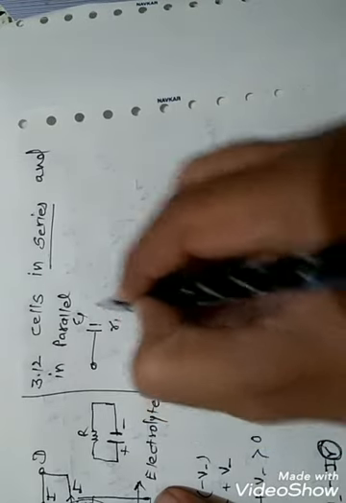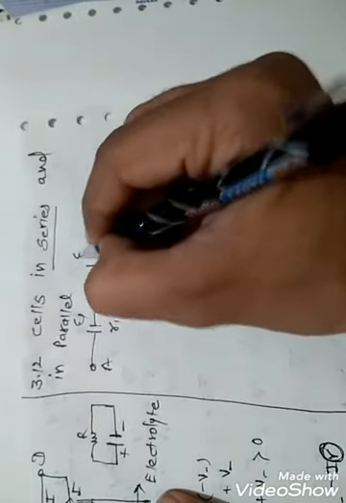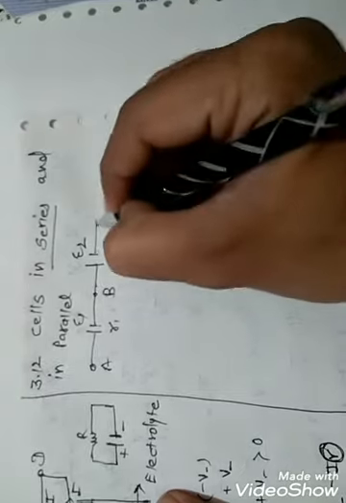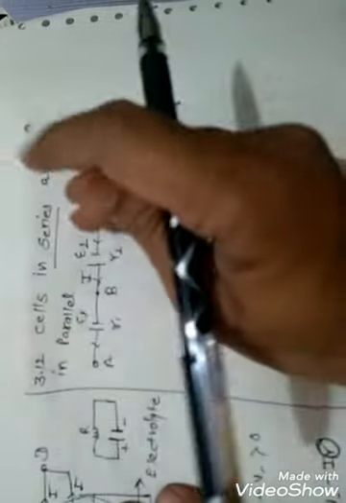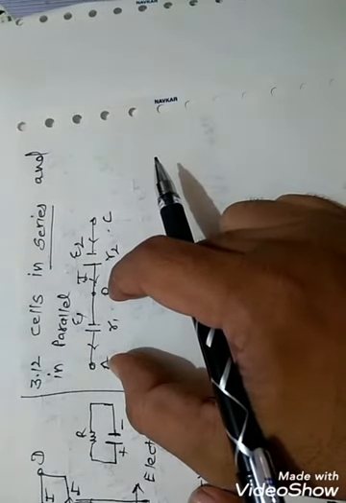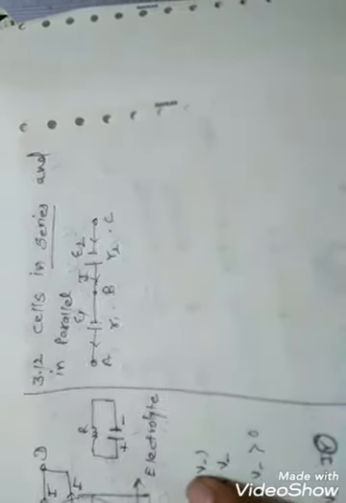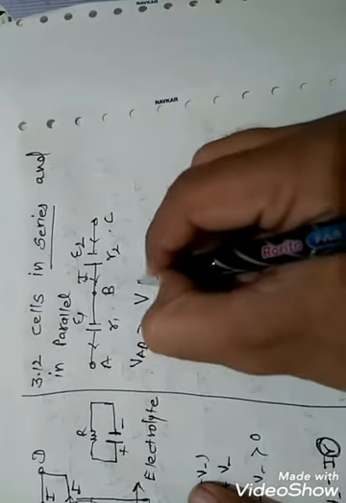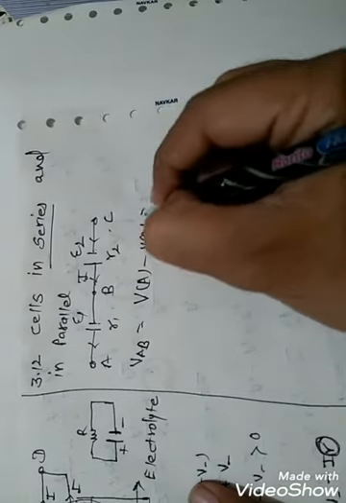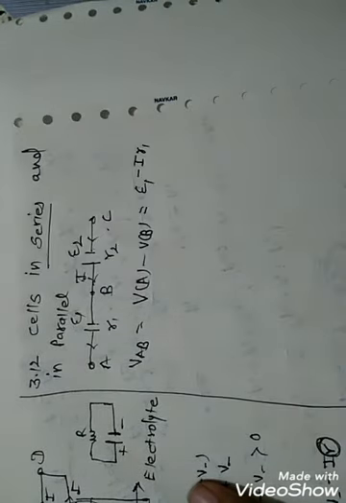The first cell is E1 with internal resistance r1, up to point B. The second is cell E2 with internal resistance r2. The direction of the current is from C to A. First we calculate the potential difference across cell E1, between A and B, and second the potential difference between B and C. In the first case, the potential difference between A and B, VA minus VB, is equal to E1 minus I r1.